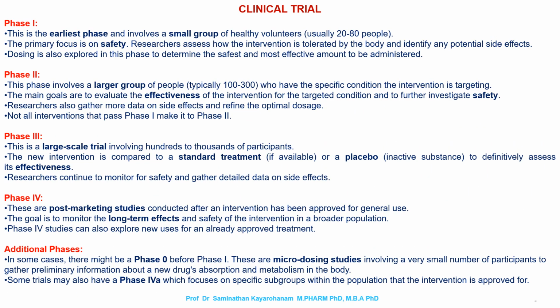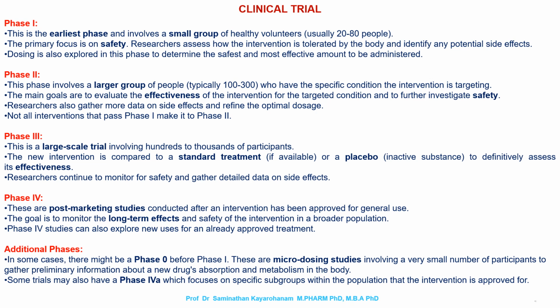A clinical trial phase 1, this is the earliest phase and involves a small group of healthy volunteers, usually 20-80 people. The primary focus is on safety. Researchers assess how the intervention is tolerated by the body and identify any potential side effects. Dosing is also explored in this phase to determine the safest and most effective amount to be administered.